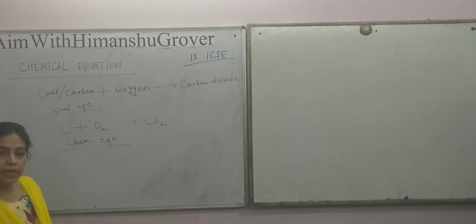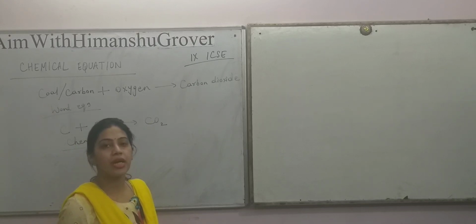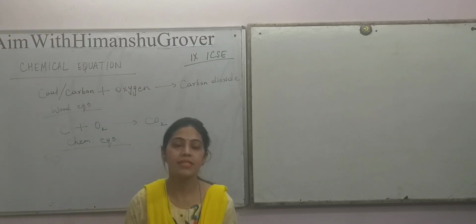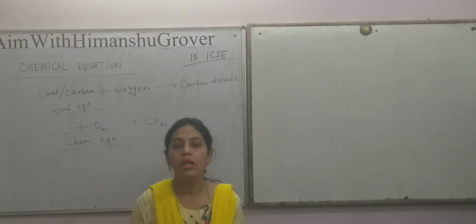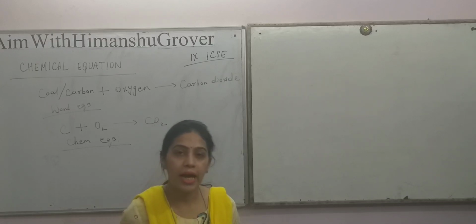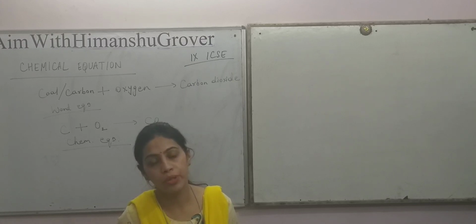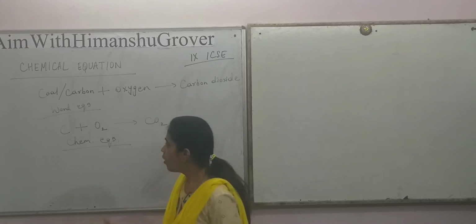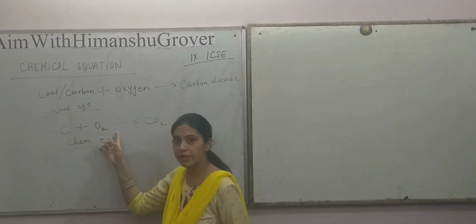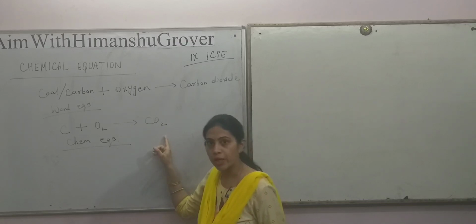So, a chemical equation is a shorthand notation of describing an actual chemical reaction in terms of the symbols and formulae along with the number of atoms and molecules of the reactants and products. Now here in this equation, carbon and oxygen are called reactants and carbon dioxide is called the product.